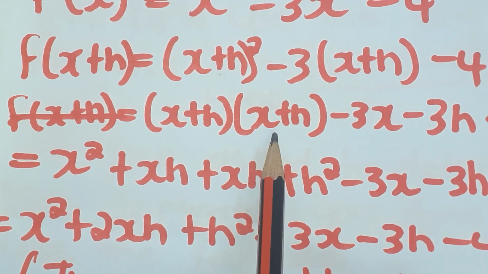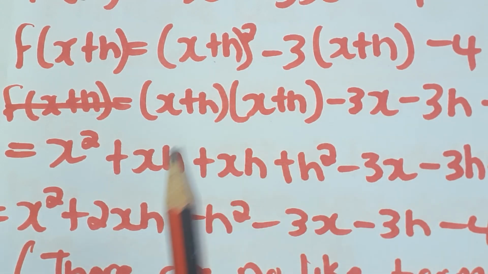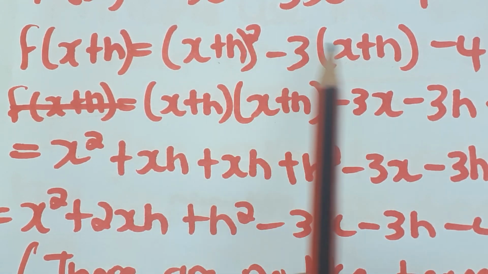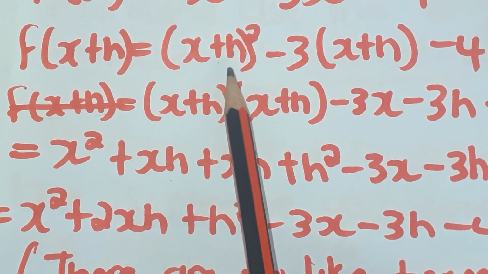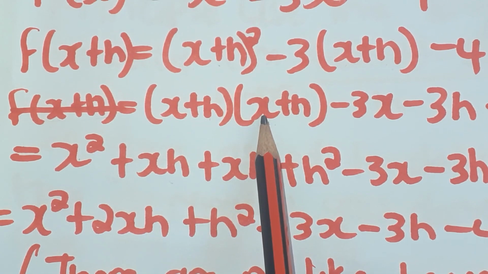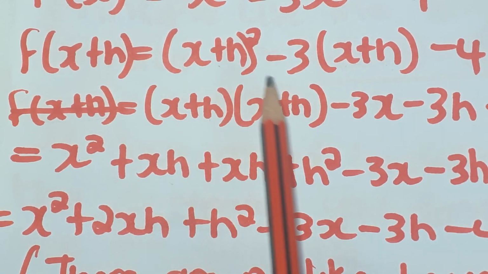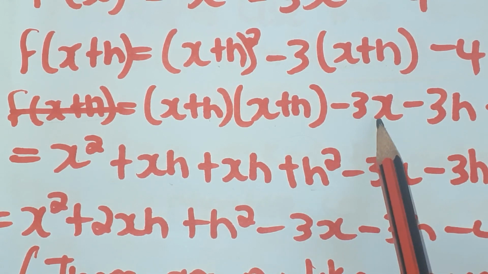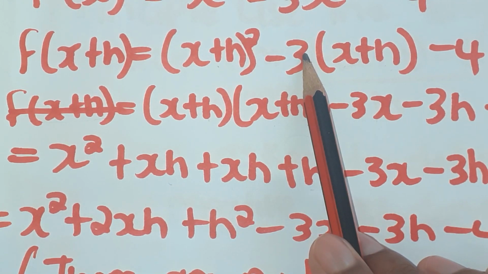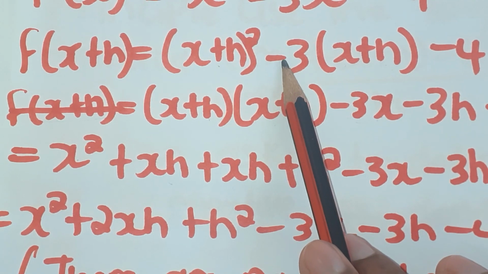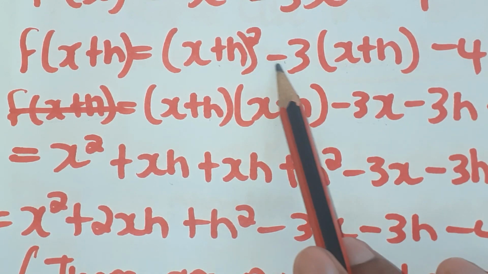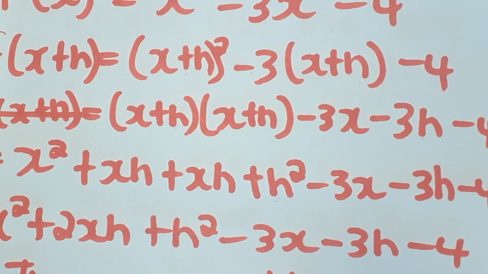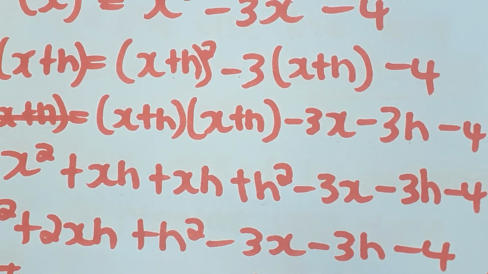So here, to get what we got here, you will say x times x, that's x squared, x times h, that is xh, and then h times x, that is xh, and then h times h, and that is h squared. Then we have negative 3x. Negative 3 times x is negative 3x. Negative 3 times h is negative 3h. And then we have the negative 4 here.